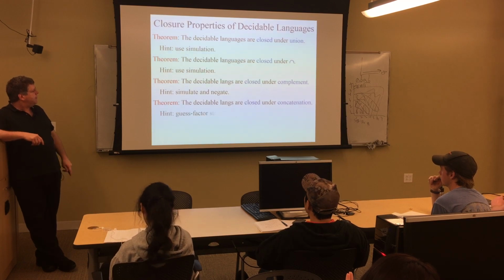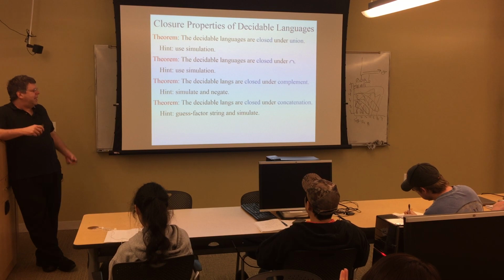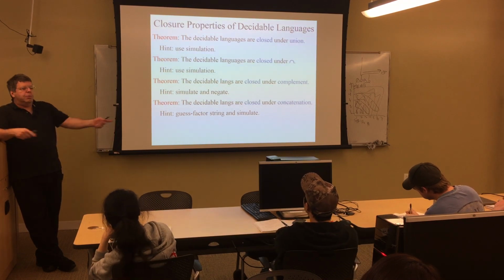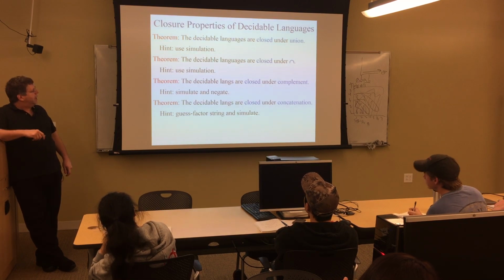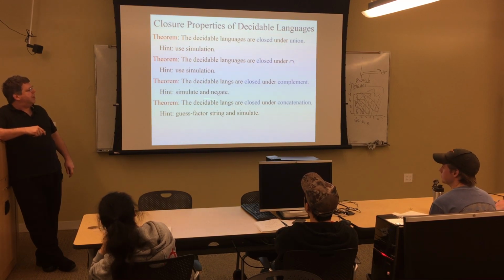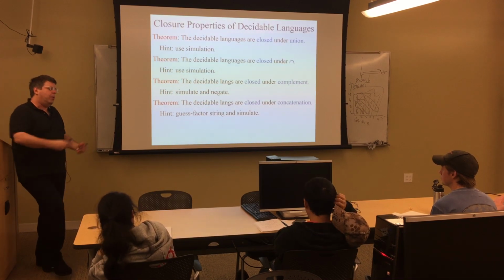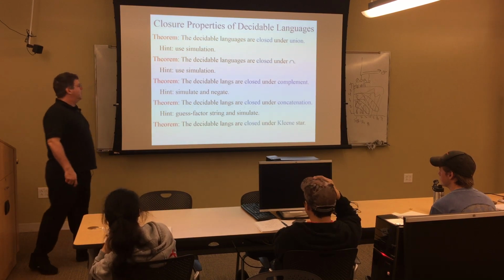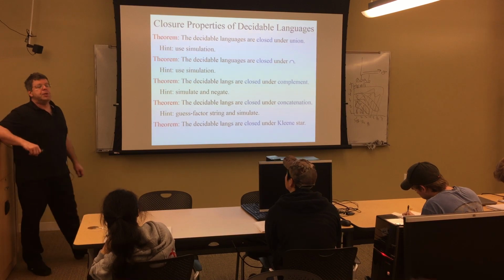Okay? So you guess the factors, or guess the split of the string, by really trying them all. And then simulate the two deciders on each split, and then you'll know. Right? So we built a decider for the concatenation from the two deciders for the two languages respectively by running them in a loop on all possible ways to split a string up. This one is a little more involved. The decidable languages are closed under Kleene closure.